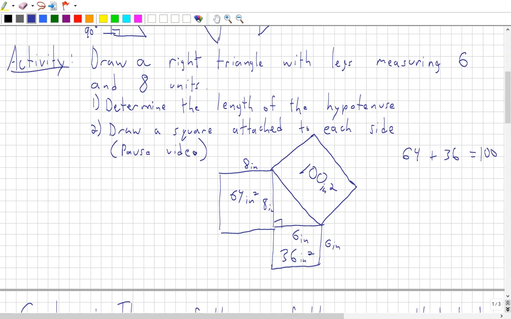And to find the side length, remember how to find the side length of a square from last video? I just take the square root. And the square root of 100, you could use a calculator, but the square root of 100 is actually 10. So I have 10 inches and 10 inches.